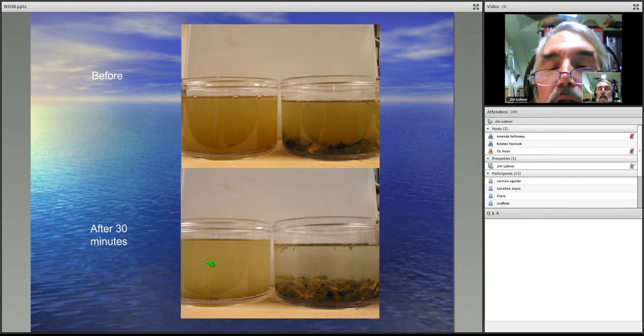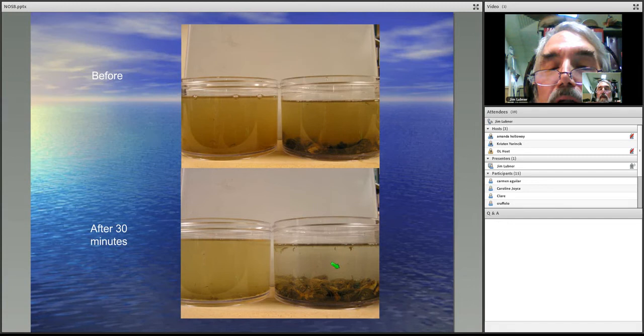This is the after picture with a control. This is the control here. Zebra mussels here, zebra mussels after. And you can see that in just 30 minutes, these zebra mussels have been able to clear virtually all of the particles out of there. That leads to clear water.